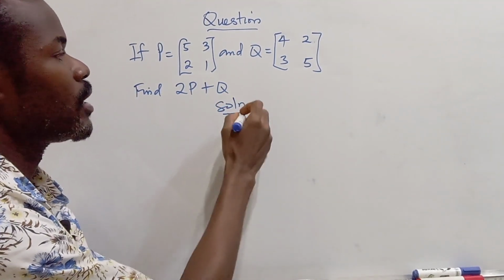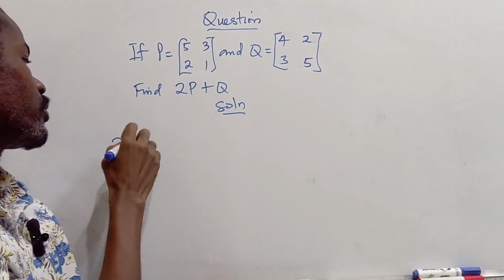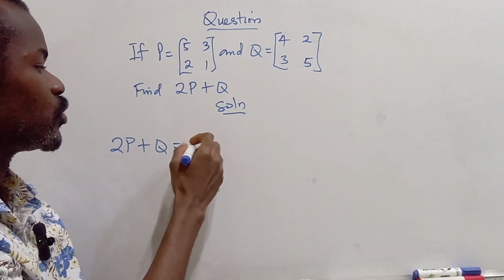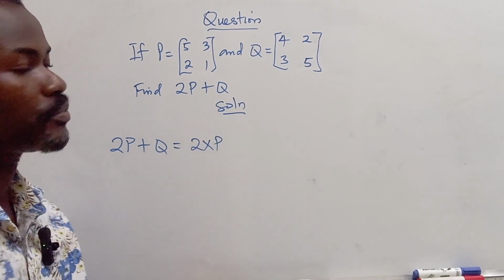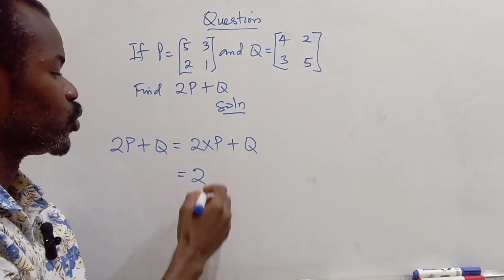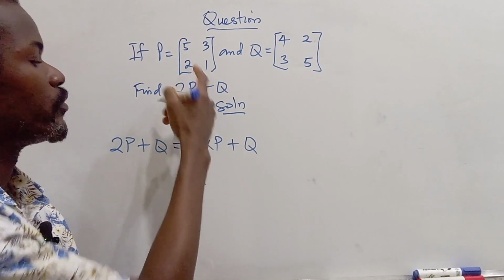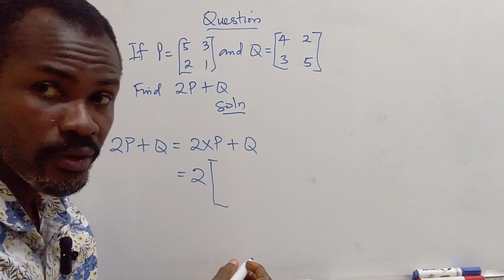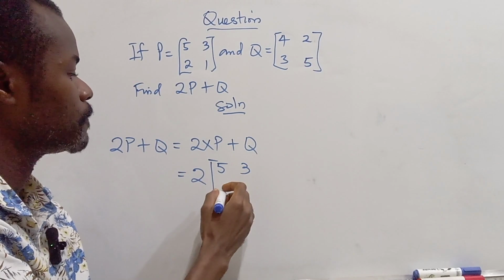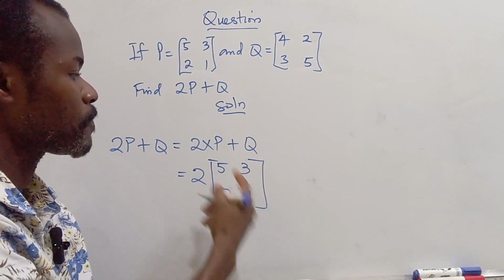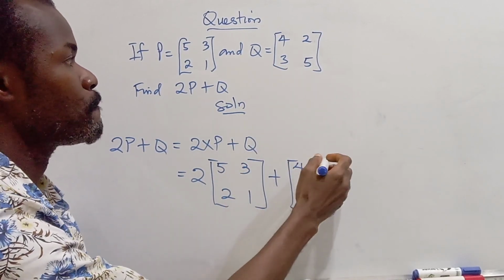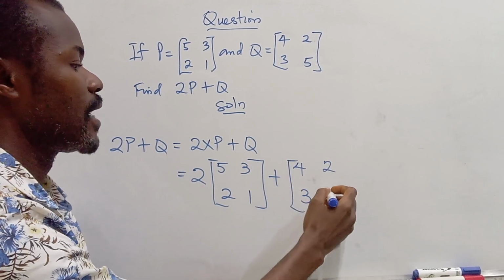Our solution to this problem is, remember we have 2P plus Q. So what does 2P mean? 2P means 2 times P. So we have 2 times P plus Q. Now 2 is going to multiply this matrix, so that's a scalar product. So we have 2 multiplied by 5, 3, 2, and 1, plus the matrix Q, which is 4, 2, 3, and 5.